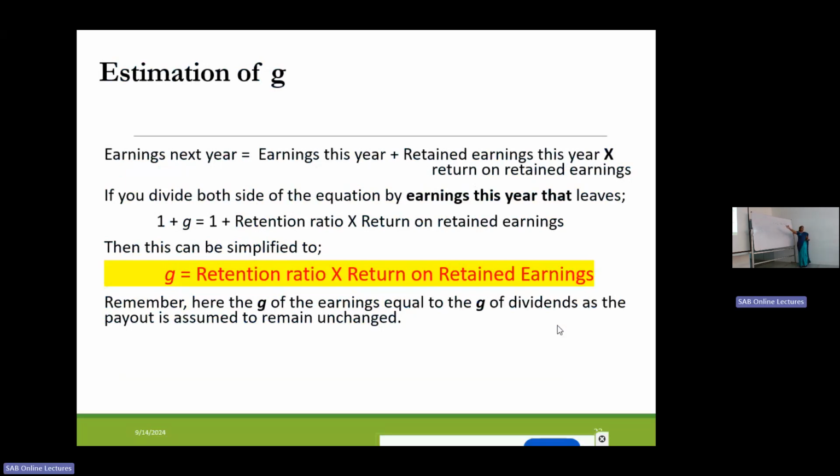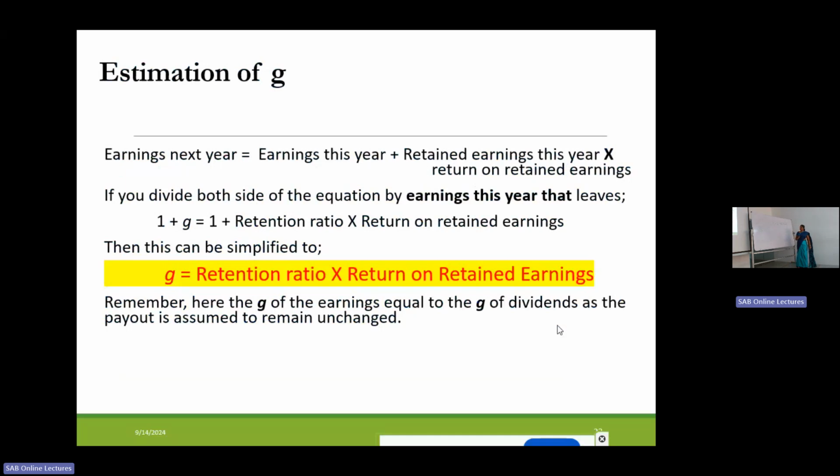So if there is a constant growth in earnings, you can forecast next year's earnings. Earnings for the next year is equal to earnings this year plus retained earnings this year into return on retained earnings. By using this formula you can estimate. From this formula you can derive the formula for estimating the growth rate. I will show you the derivation, though it is not even necessary. So growth rate is equal to retention ratio into return on retained earnings. Right, I will show you how this comes.